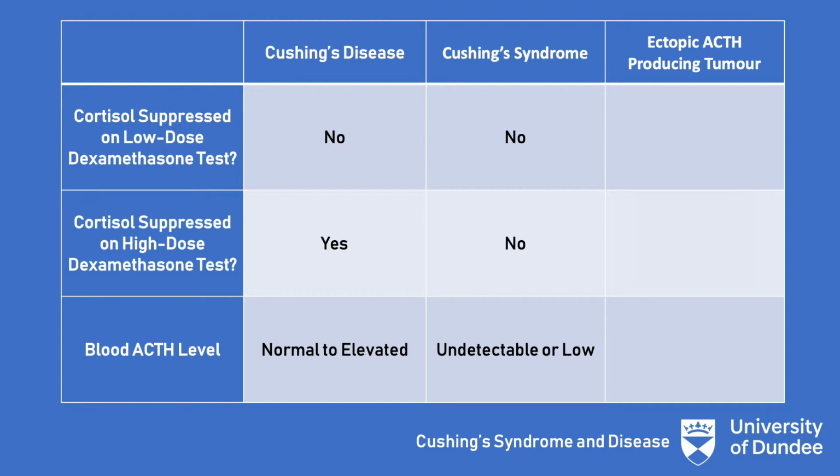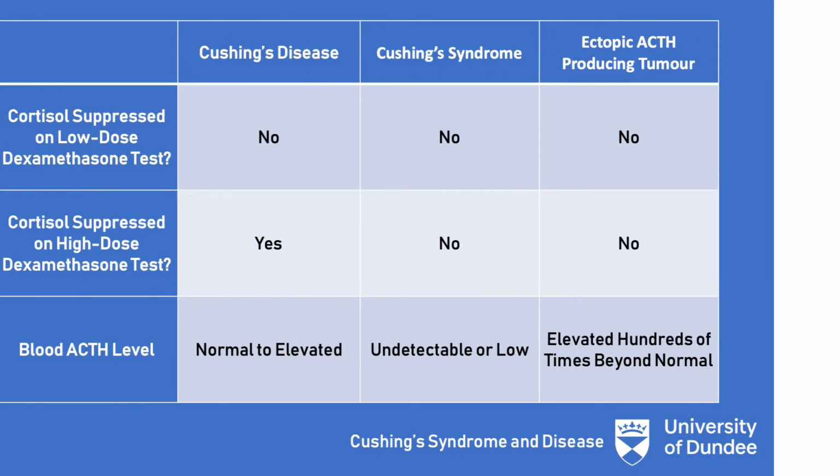Interestingly, some patients are Cushingoid as a result of an ectopic ACTH-producing tumour. In these cases, the cortisol level will not suppress at either dose of dexamethasone, and the blood ACTH level will be elevated hundreds of times beyond normal.